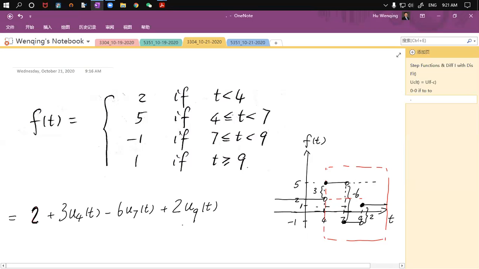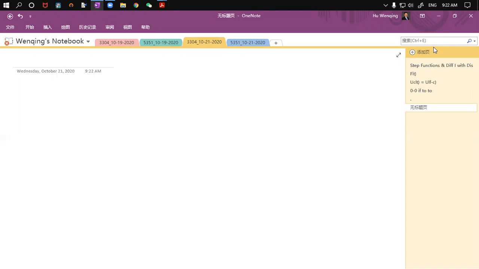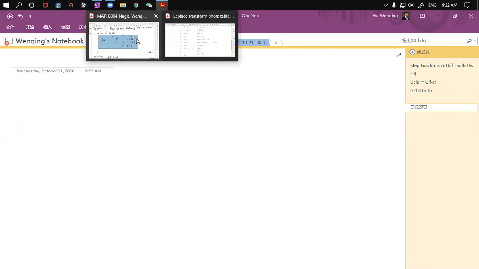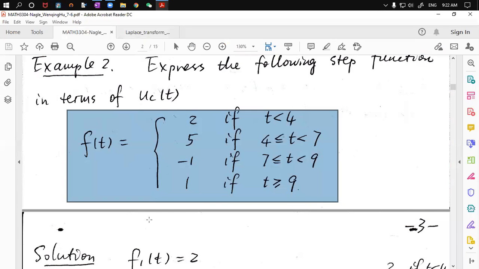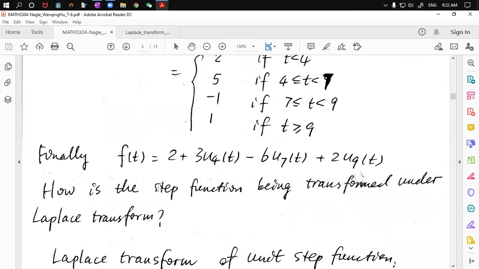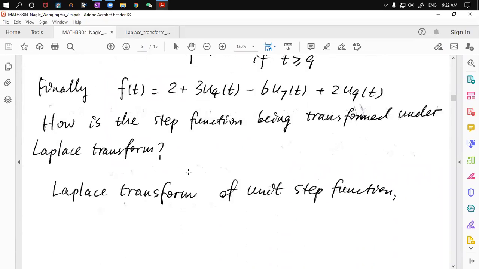That's why I'm emphasizing this. Okay, so this is going to be very important. If you are a little bit lost here, you can rewatch the video when you have time, to see how this function is being decomposed into several unit step functions. That's going to be a very important and very nice example of the general step function as a linear combination of unit step functions.